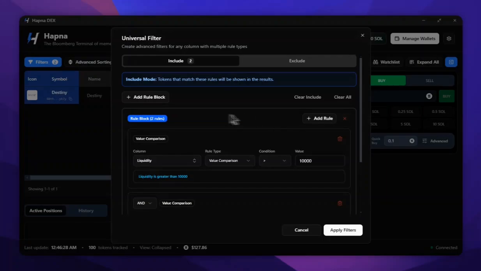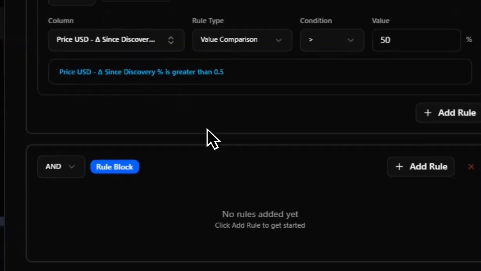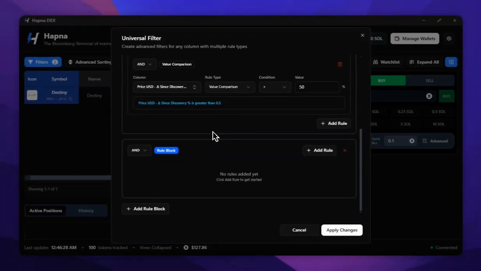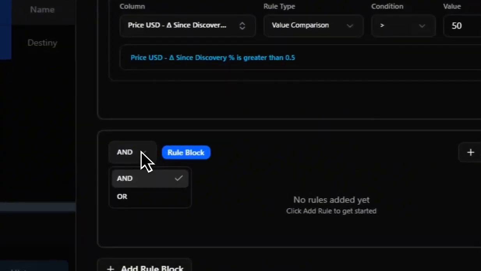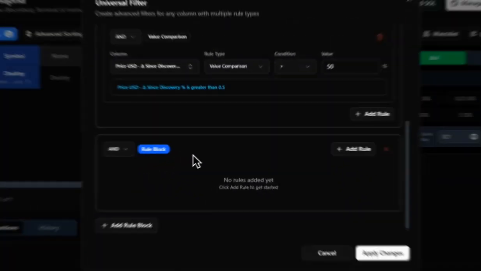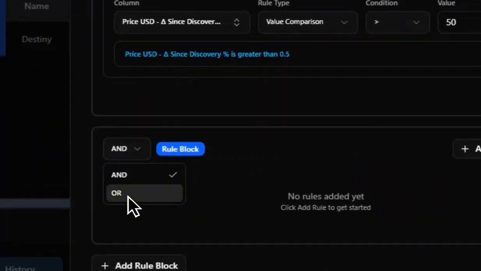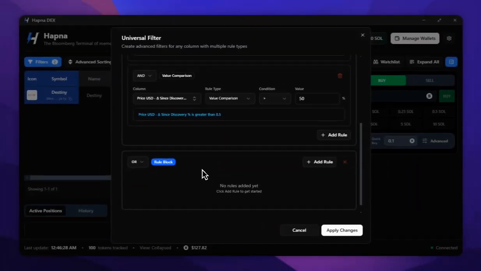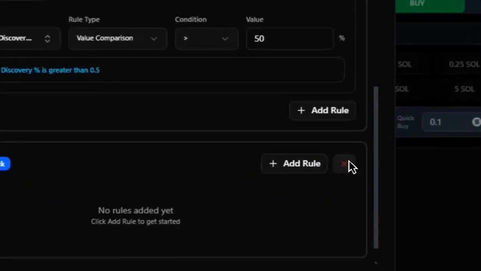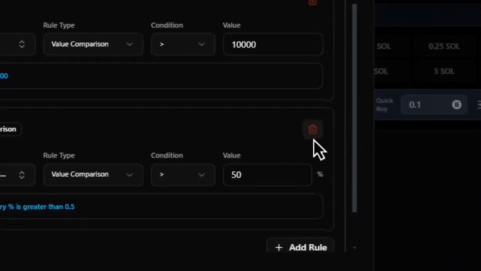But that's not all. You can actually add as many rule blocks as possible, and between each rule block, you get to choose the operator, be it AND or OR. Now think about the possibilities of this. You can actually make multiple strategies all at once in one filtering place. Condition strategy A, strategy B, strategy C, and so on. You can just use the OR operator for that, and the system will match and show you the results on the data grid.